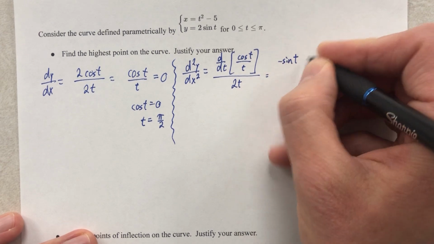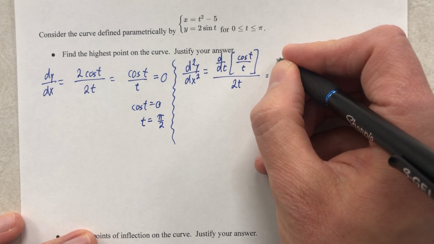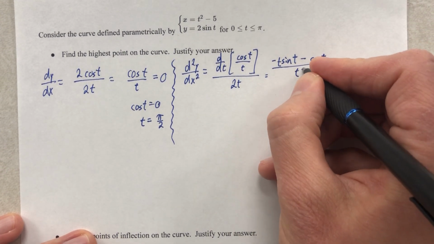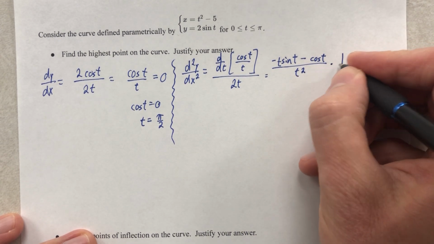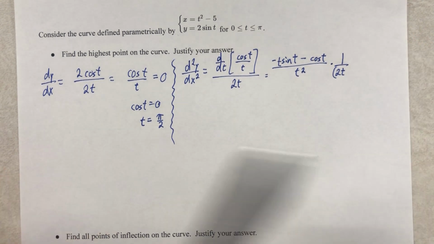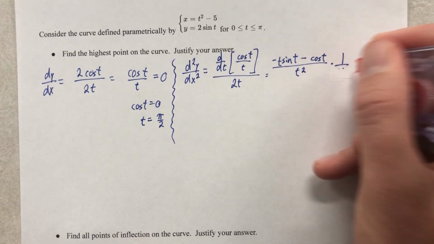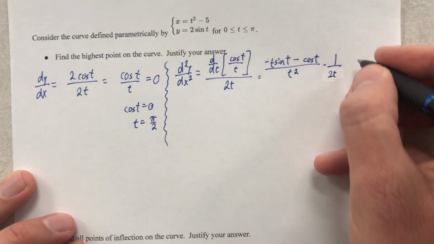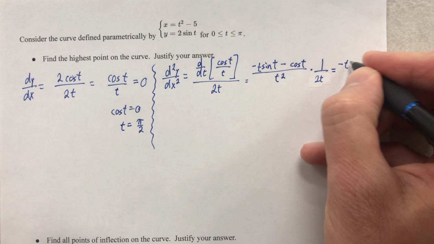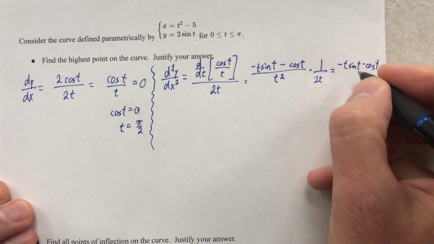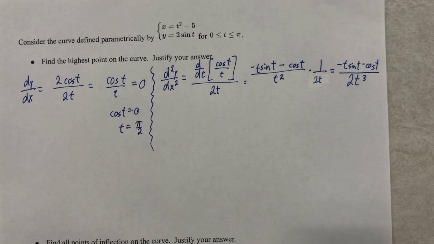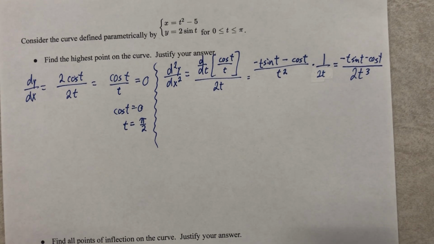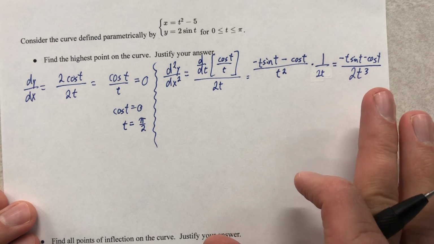So f prime g, so let's put the g in the front, minus f g prime, which is 1, all divided by g squared, divided by 2t. Nope, I about overdid my quotient rule there. We've done our quotient rule. Sorry, I was getting ahead of myself. So this was the quotient rule, divided by 2t, which I'm going to call 1 over 2t, and this is going to give me negative t sine t minus cosine t, all divided by 2t cubed. Okay, fun times. So I want to know what the concavity is here.